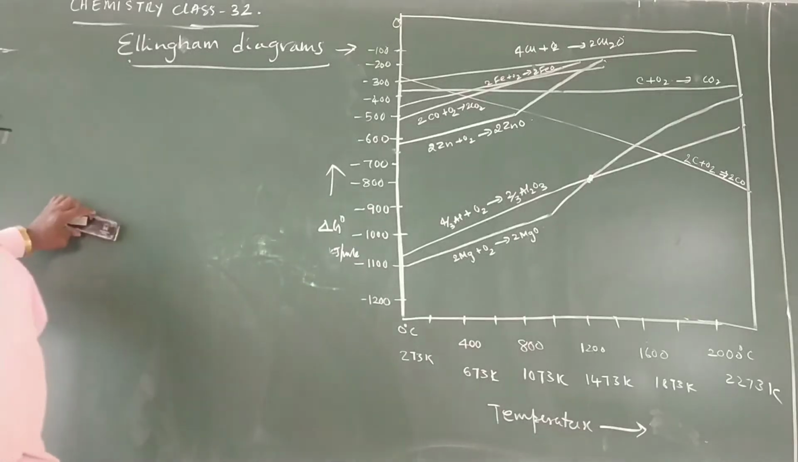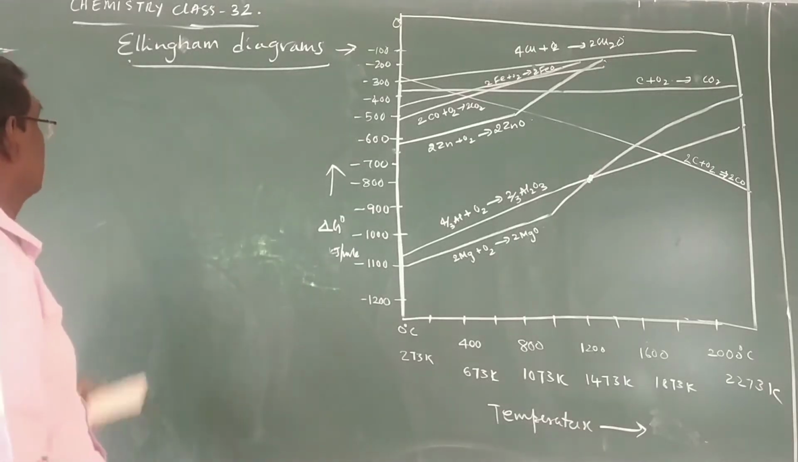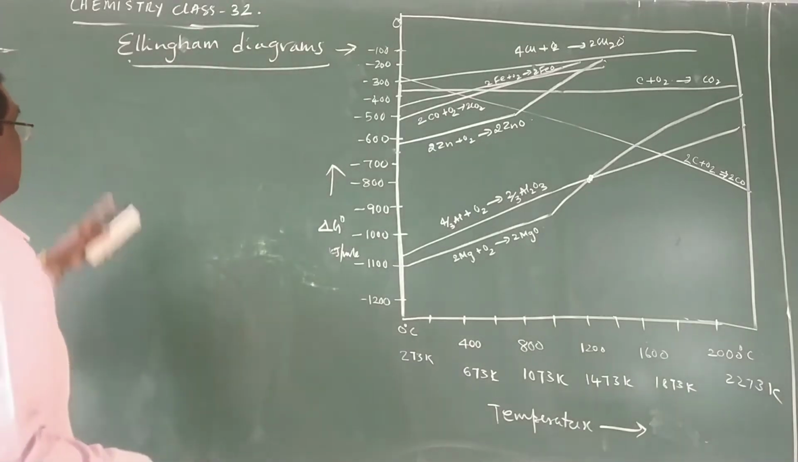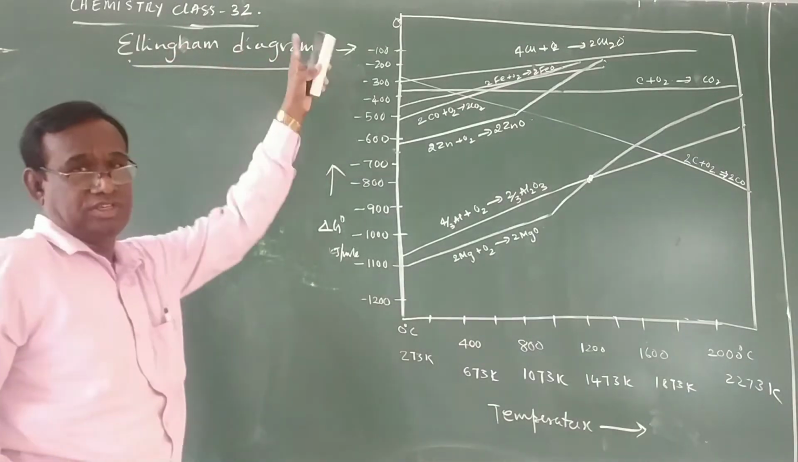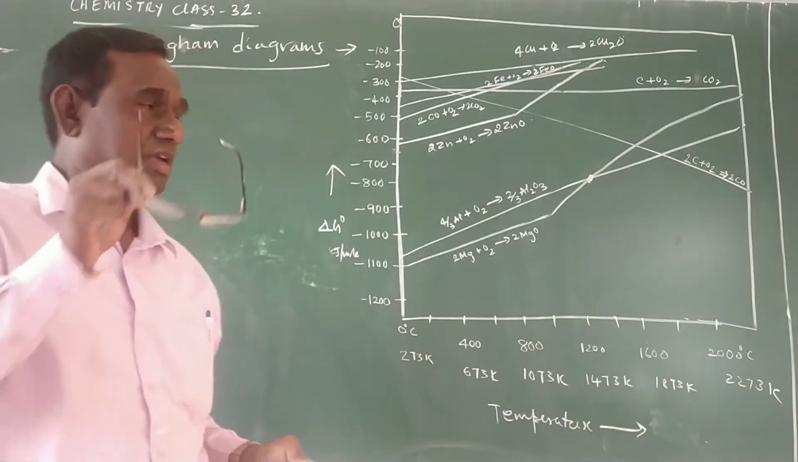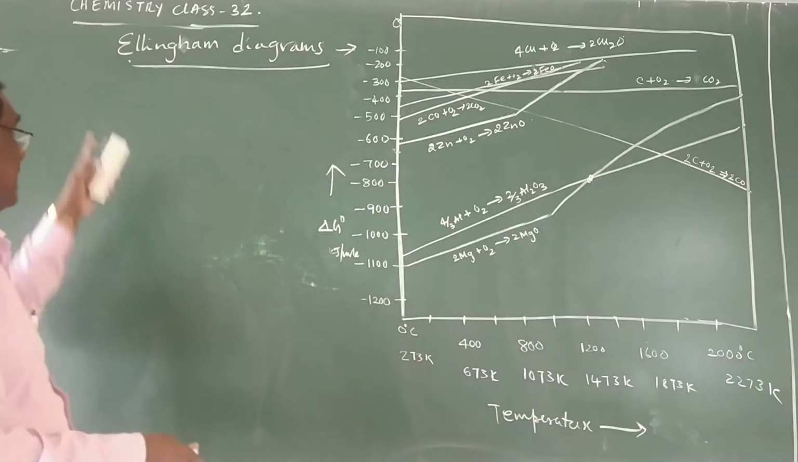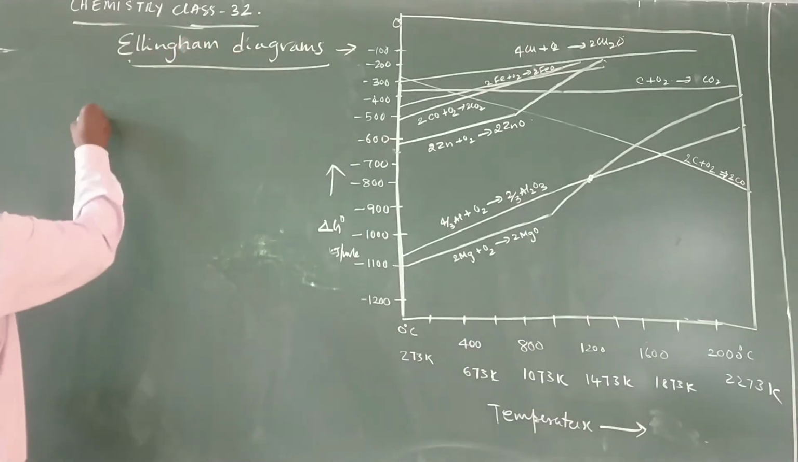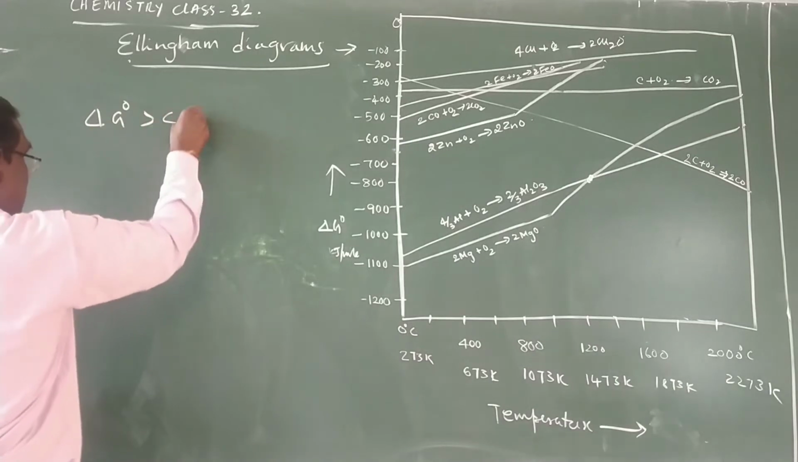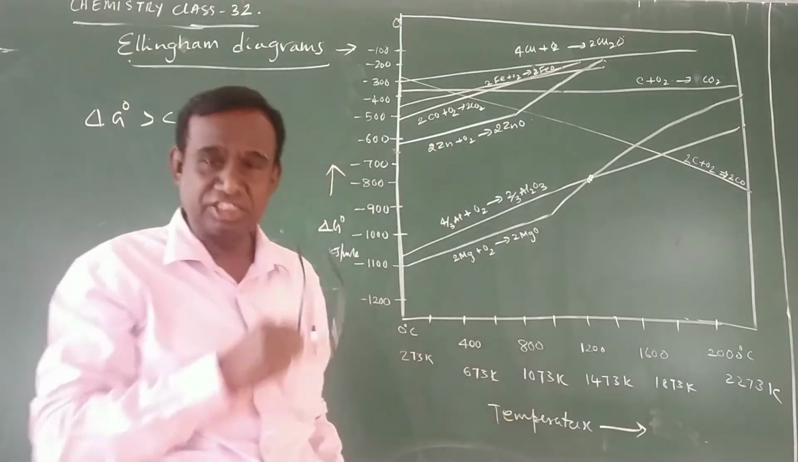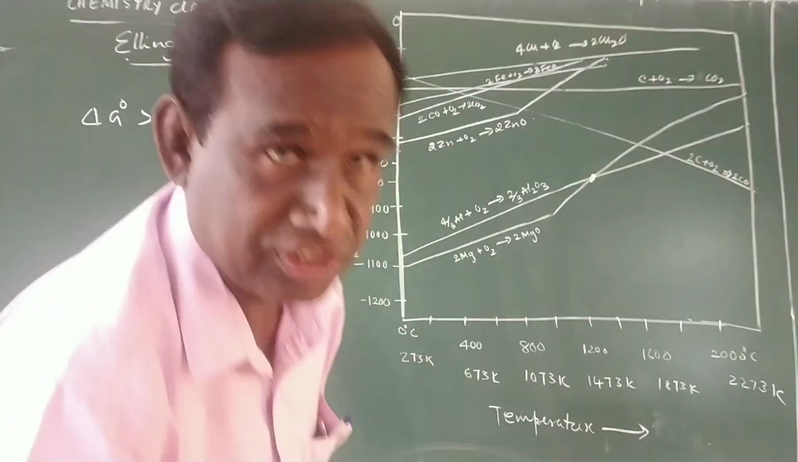Okay, students, coming to chemistry class 32, the continuation of the next class. It is the Ellingham diagrams. I told you that Ellingham diagrams play an important role. Ellingham diagrams are nothing but plots which show the variation of delta G naught against temperature. It gives the relationship between delta G naught and temperature.